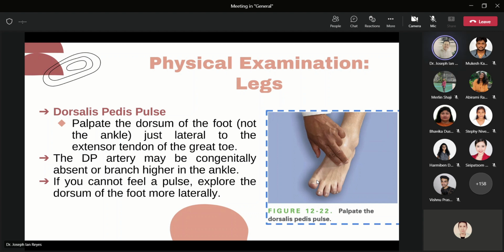Then your dorsalis pedis, palpate the dorsum of the foot, not the ankle. So just lateral to the extensor tendon of the great toe. The dorsalis pedis artery may be congenitally absent or branch higher in the ankle. So if you cannot feel it in that area, try to move up or try to locate it. Not everyone can feel their pulses in that area right away. So you have to explore the foot and try to palpate it.